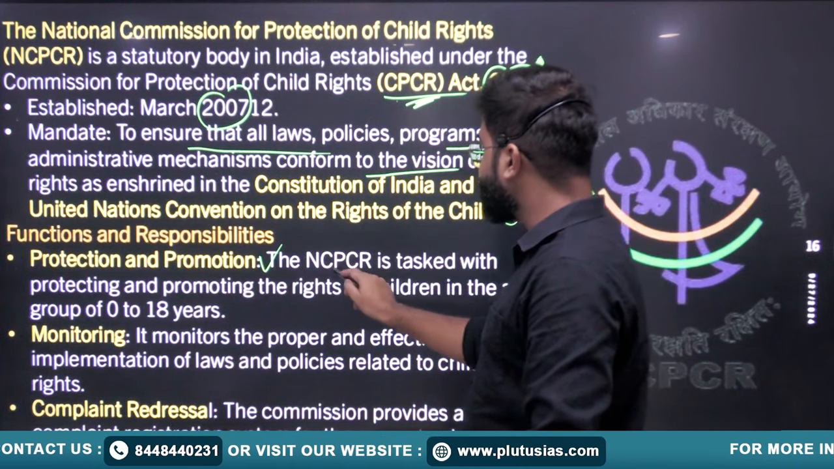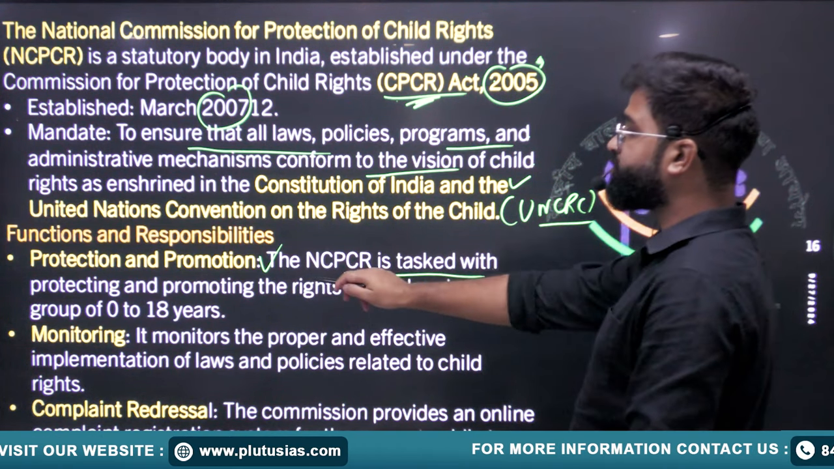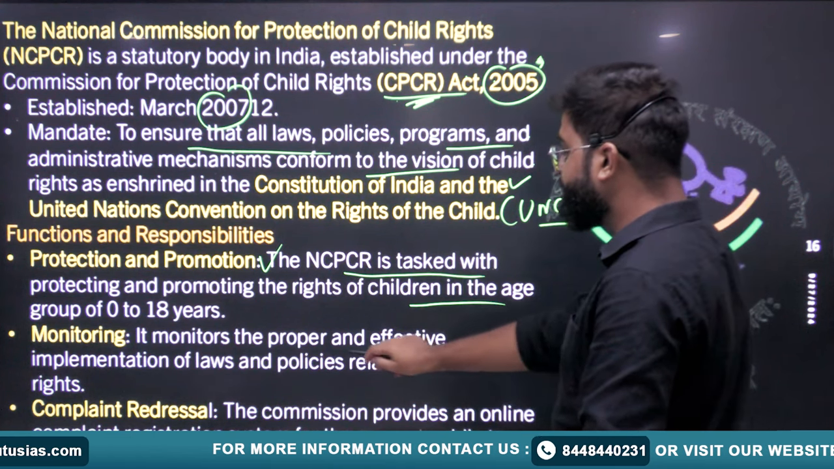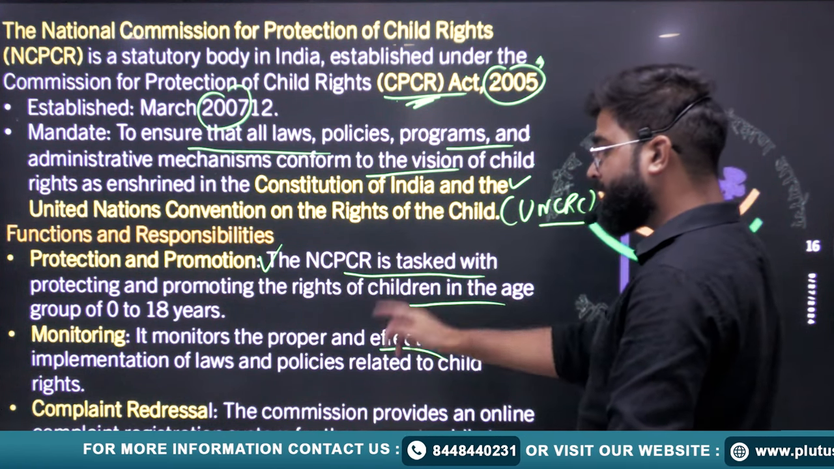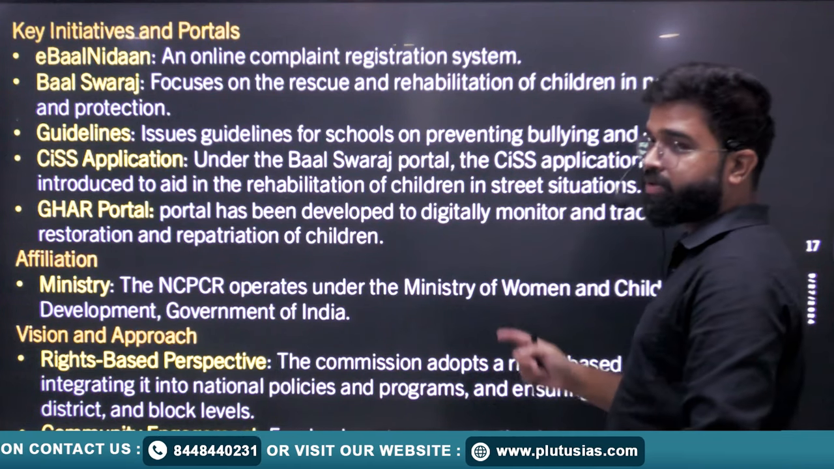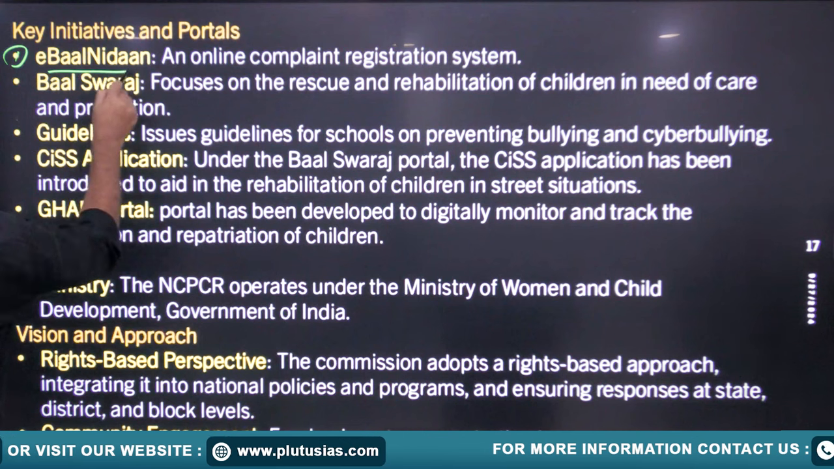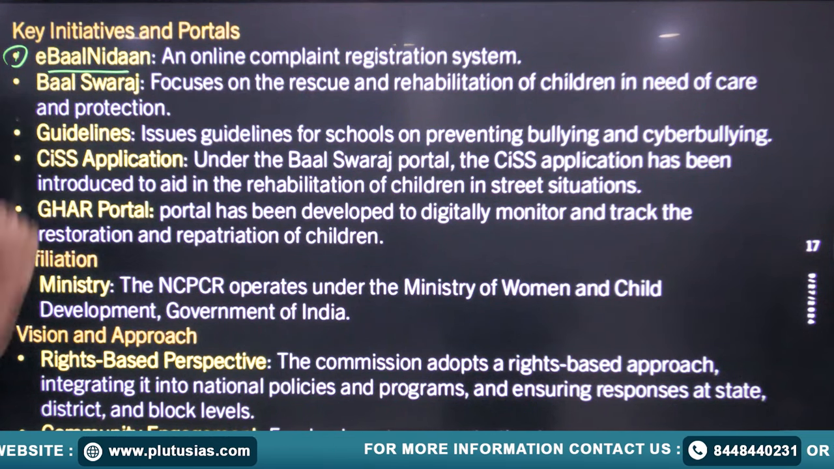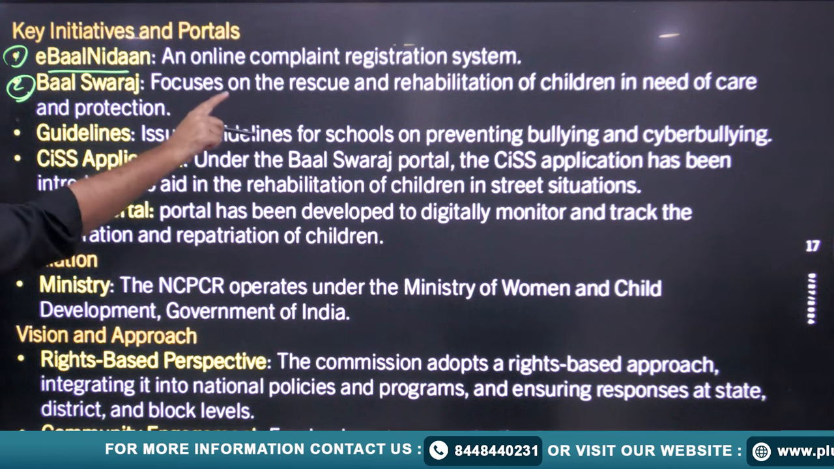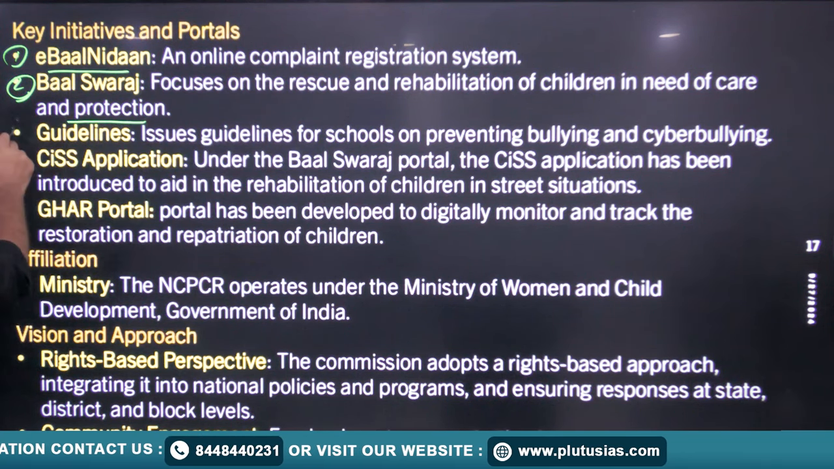Protection and promotion. NCPCR is tasked with protecting and promoting the rights of children in the age group of 0 to 18. Monitoring, it monitors the proper and effective implementation of laws and policies. Complaint redressal. What are the initiatives? These initiatives should be written. First one is E-Bal Nidan, online complaint registration system. Second, Bal Swaraj, focuses on the rescue and rehabilitation of children in need of care and protection.